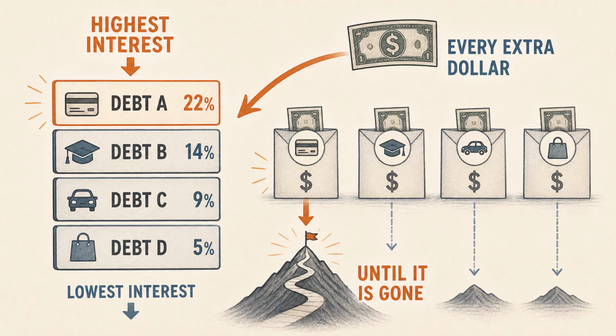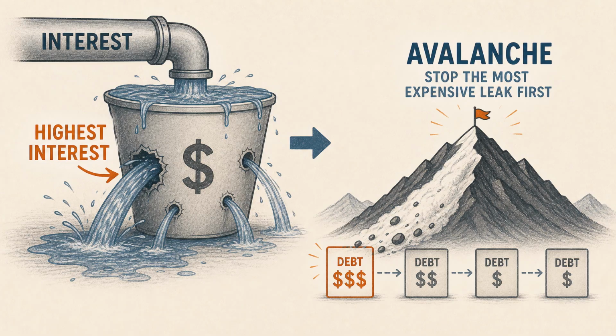The debt avalanche method says to list your debts by interest rate, from highest to lowest. You make the minimum payment on every debt, then every extra dollar goes to the debt with the highest interest rate until it is gone. Interest is the cost of borrowing money. A higher rate usually means the debt grows faster while you are carrying it. So the avalanche method focuses on stopping the most expensive leak first, even if that balance is not the smallest.